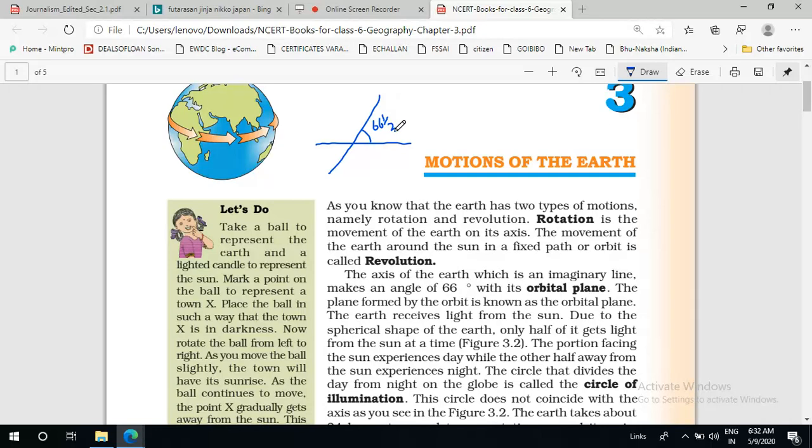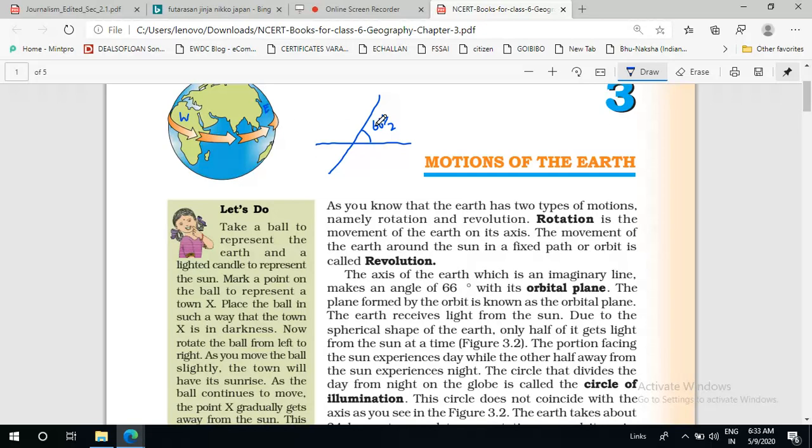Rotation is the movement of the earth around its own axis, and the earth moves from west to east. You can see these arrows denote the direction: in this direction there is west, and the earth is moving towards east. So these are the things you must understand: the direction of the movement, the axis, and the angle which is formed by the axis with the orbital plane.